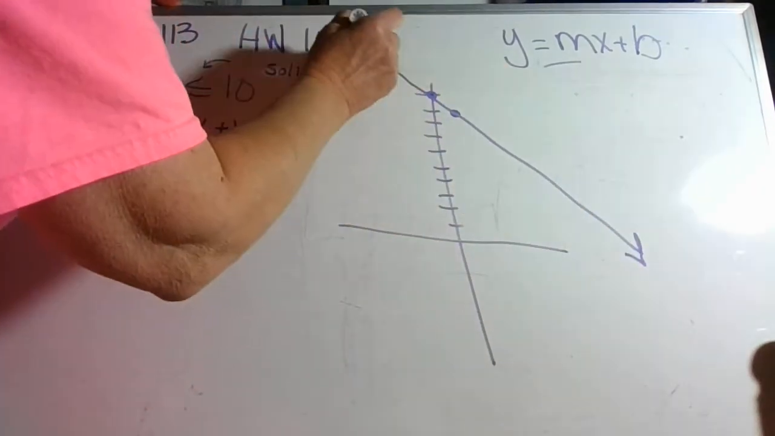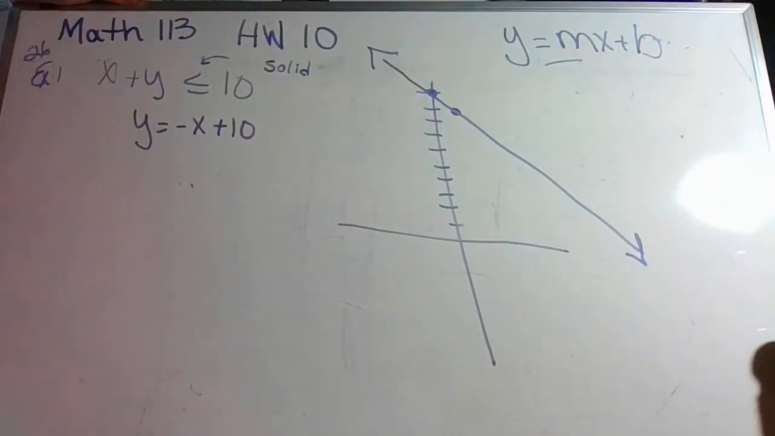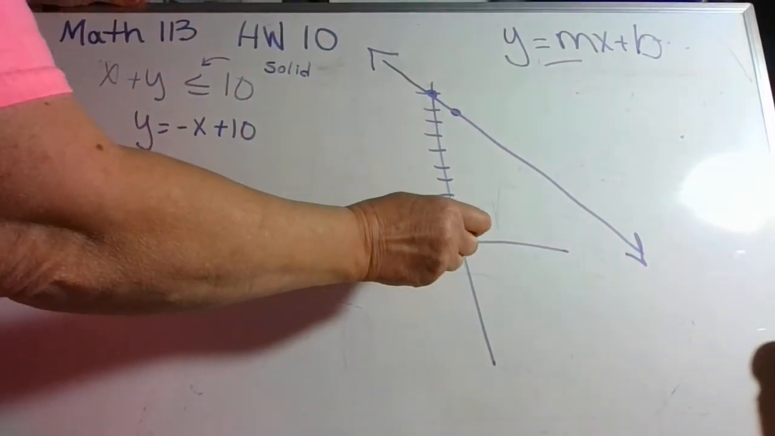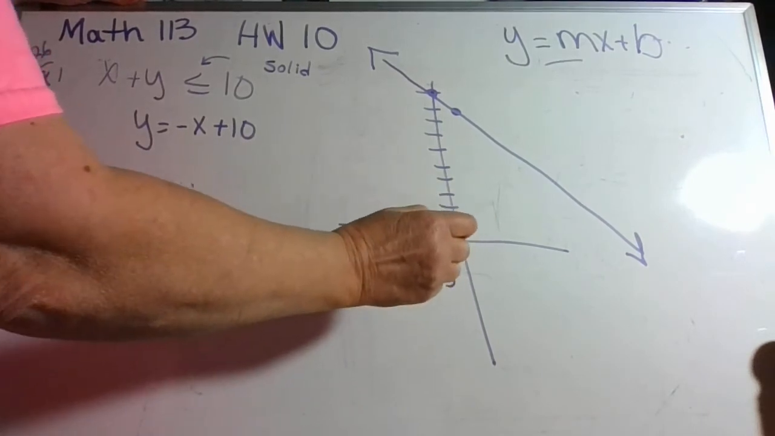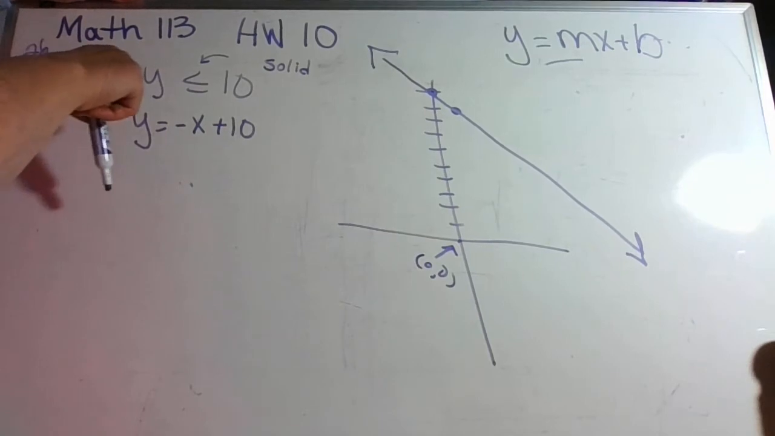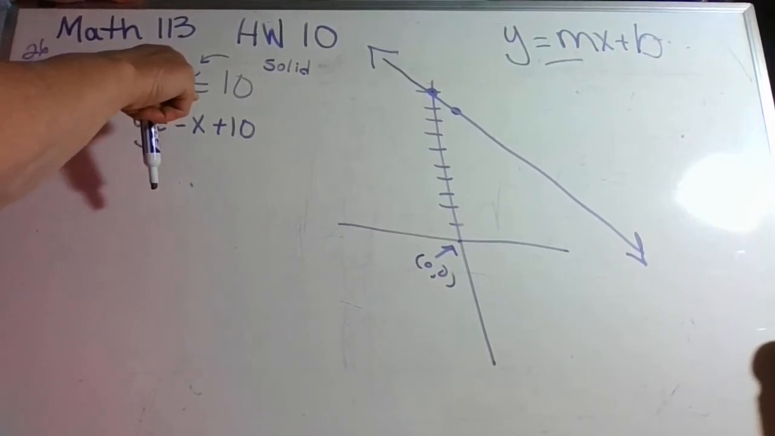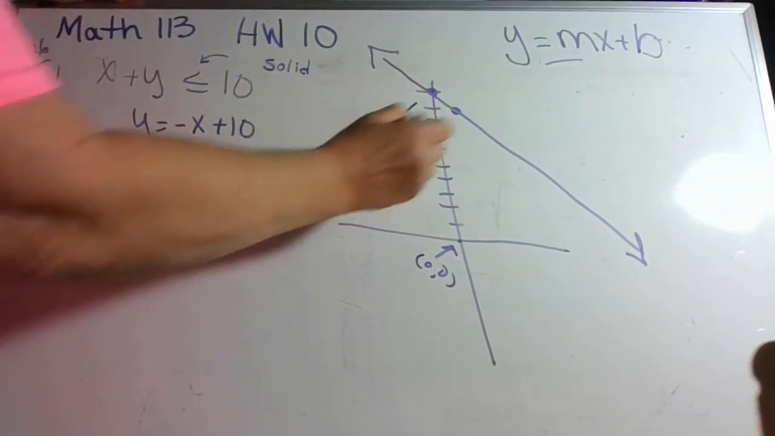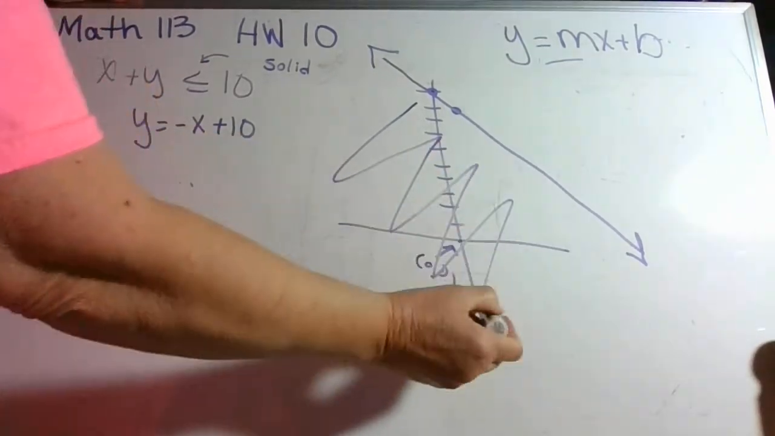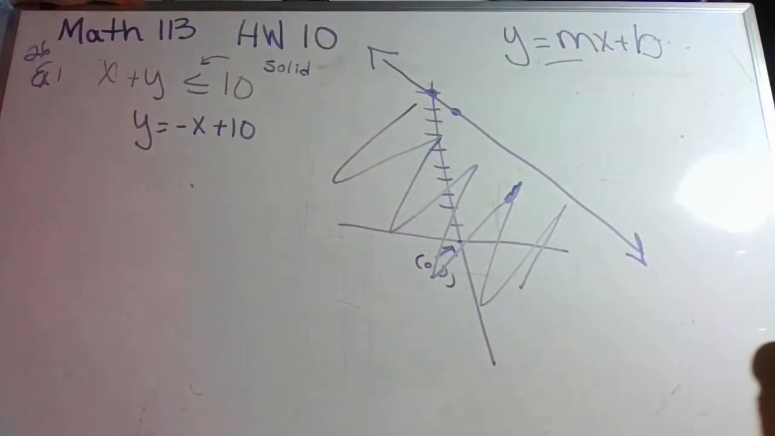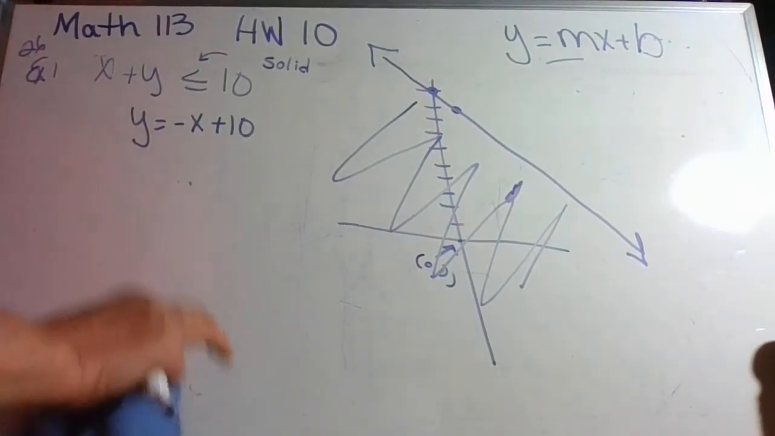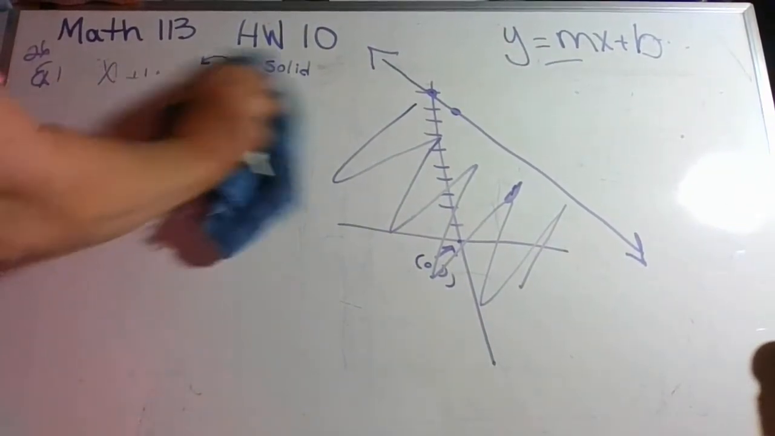Now, which side of that line am I going to color in? Well, I'm going to choose this point right here, 0, 0. And I'm going to put it back in the original. 0 plus 0, is that less than 10? Yes, it is. So I'm going to color the side that has 0, 0. If you had said no, you would have colored up there away from 0, 0. Hopefully that makes sense to you.